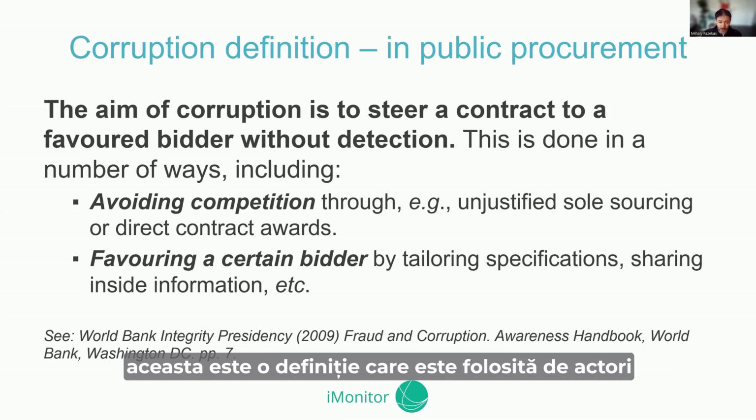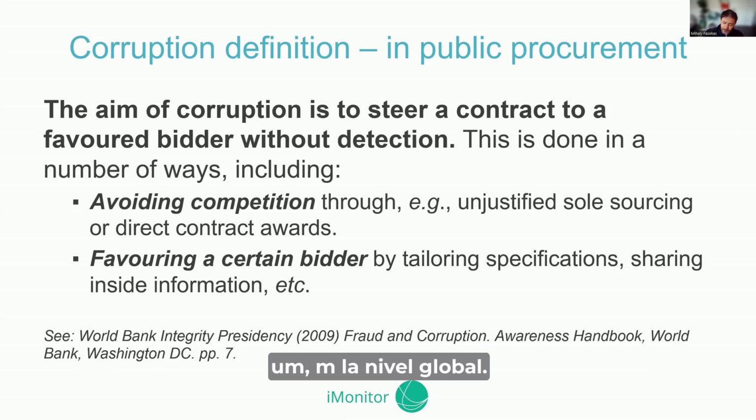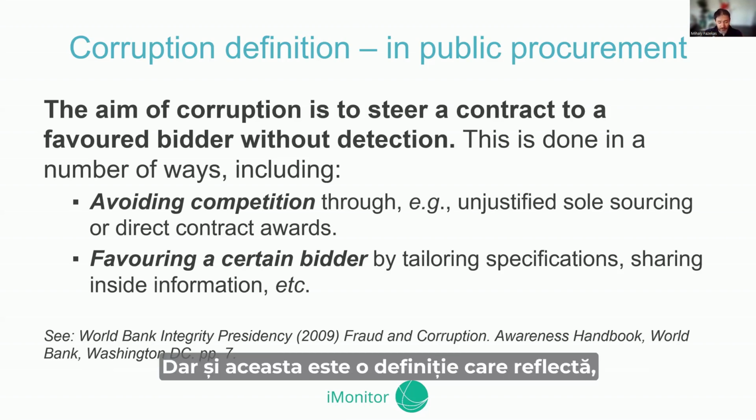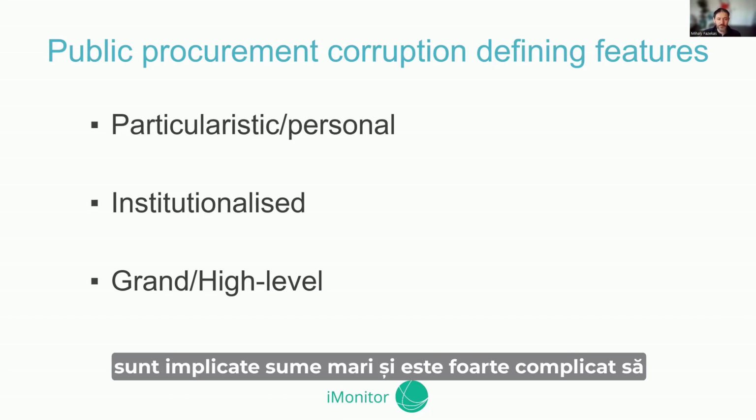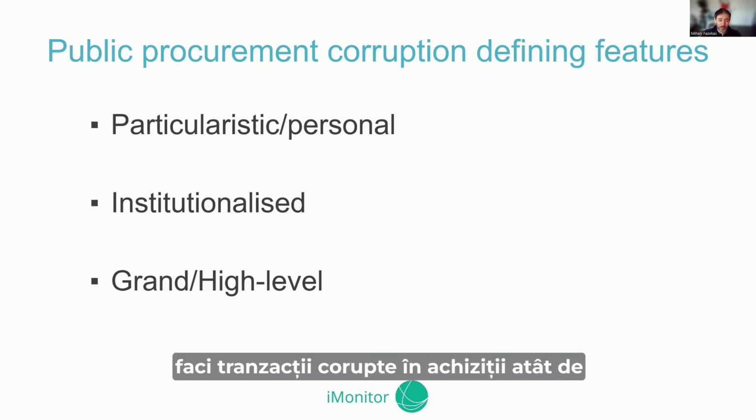Now, this is a definition which is used by major international actors, such as the World Bank globally, but also this is a definition which resonates with what ordinary people understand by corruption in procurement. Now, these sorts of corrupt transactions and acts necessarily have some personal, particularistic aspect to them, right? So this is the mayor and the mayor's cousin running the supplier, the bidder, right? So there is always some violation of treating everyone equally. Typically, large amounts are involved, and it's very complex to set up corrupt deals in procurement.